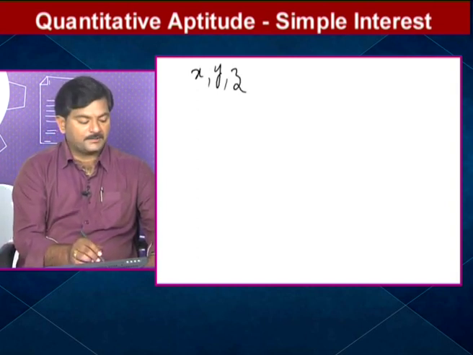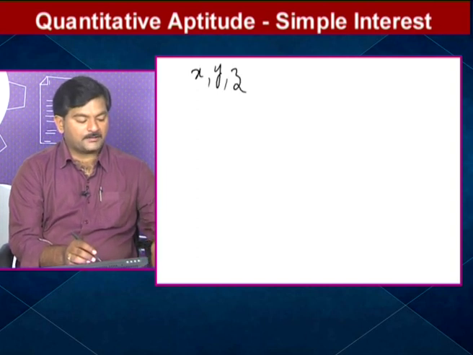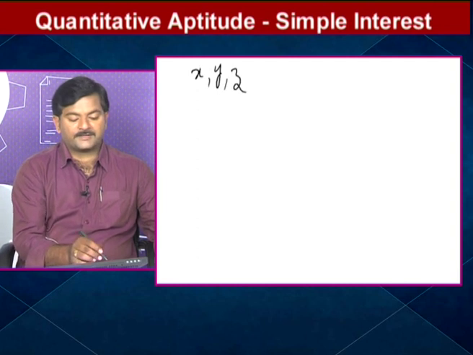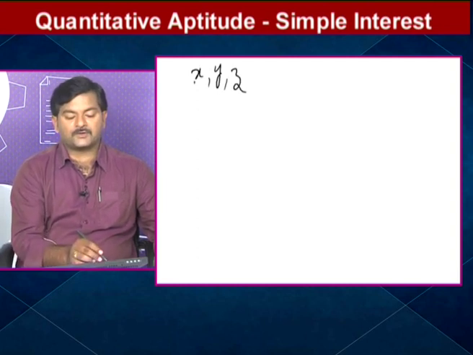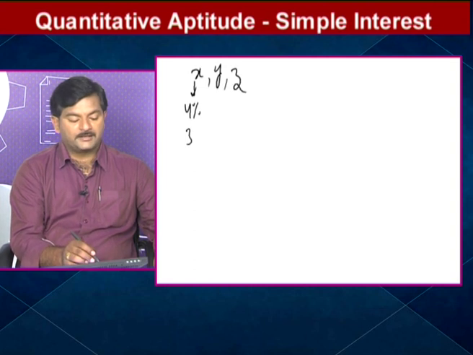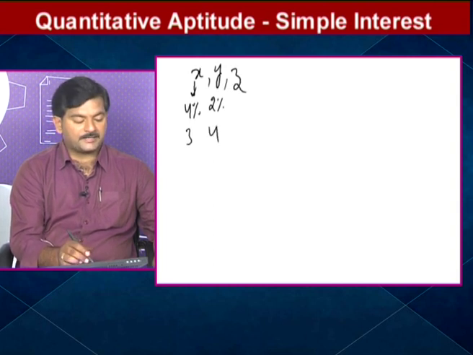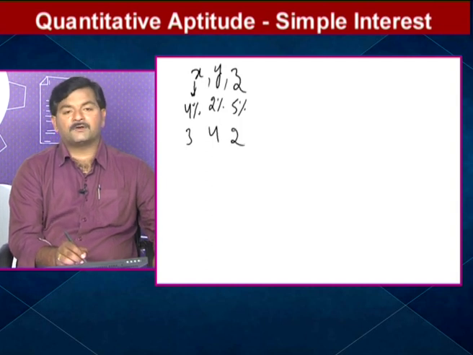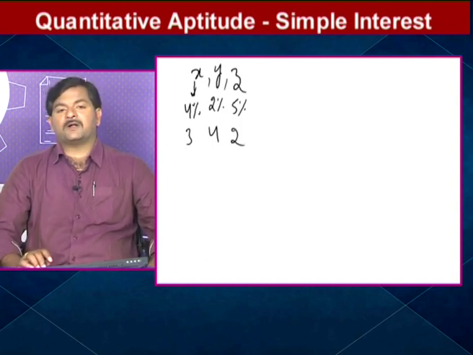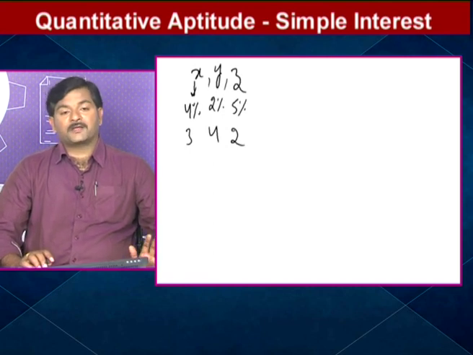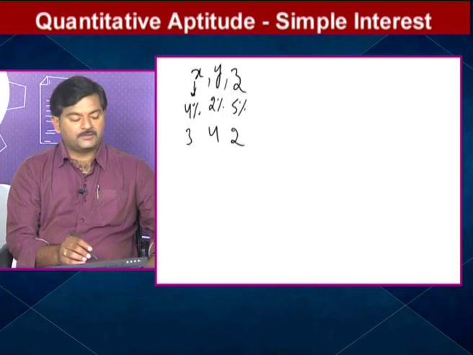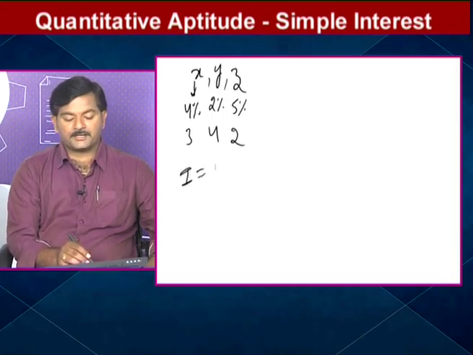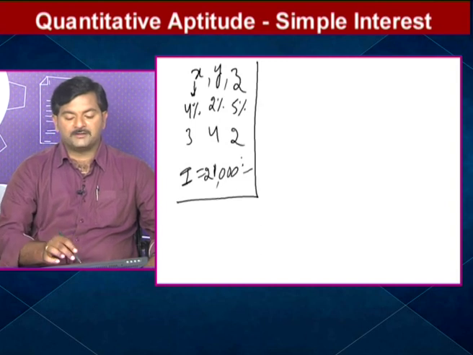So for the X value, the rate of interest is 4% for how many years, 3 years. Here rate of interest is equal to 2% for 4 years. And the third one is rate of interest 5% for 2 years. So these are the values he given. And total interest is 21,000 rupees. So this is the condition he given.